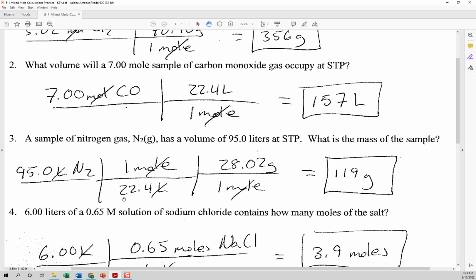So again, I would divide by this and multiply by that. It doesn't matter what order you do. You could do 95 times 28.02 divided by 22.4. It doesn't matter what order, but you're multiplying on top, you're dividing by the numbers on the bottom. You can kind of ignore the ones because it doesn't change your value if you multiply by 1 or divide by 1. But let's look at sig figs: 3 sig figs, 3 sig figs, 4 sig figs, so I'm limited to 3. So that would be 119 grams, if you want to be more specific, 119 grams of nitrogen, N2. Okay, so let's go to number 4.